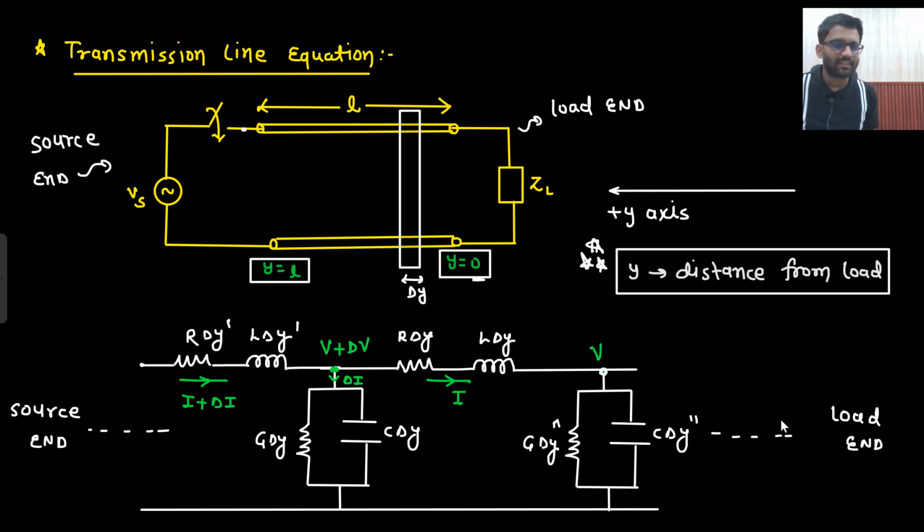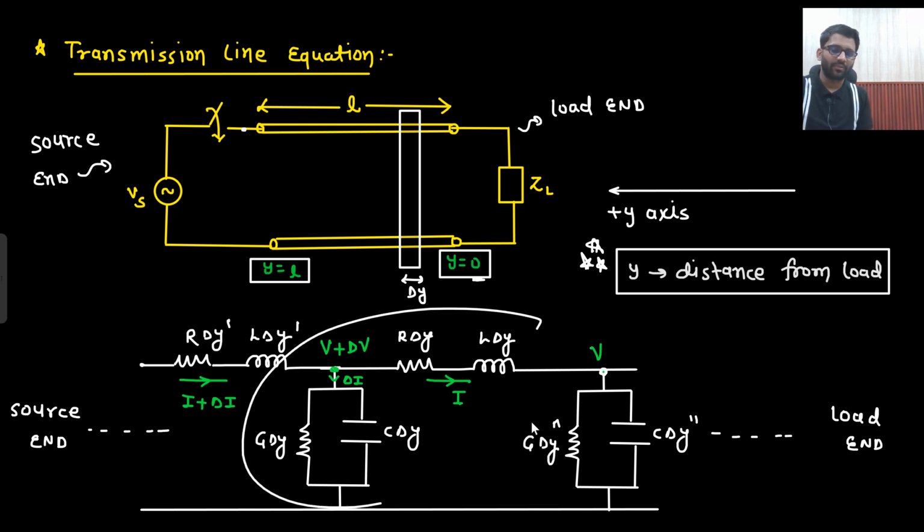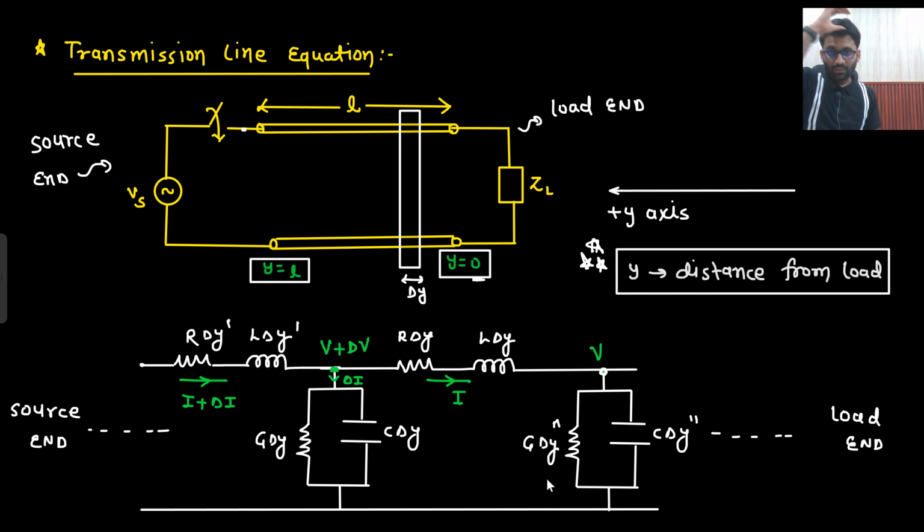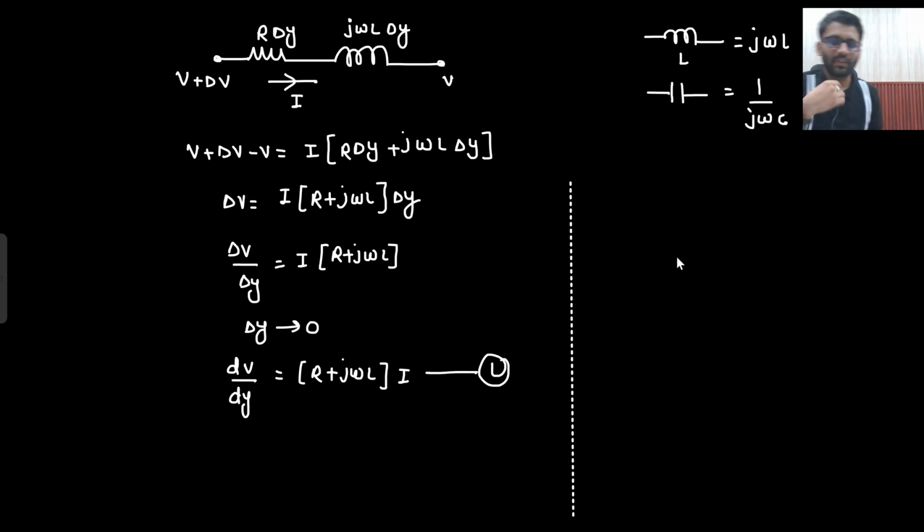Okay, so this is some other GC. It will have some RL as well. This is some other RL. It will have some other GC as well. But here I am taking only this portion, G, C, R, L, delta Y. So this is my delta Y portion. So what can I do now? I will make the equivalent circuit here.